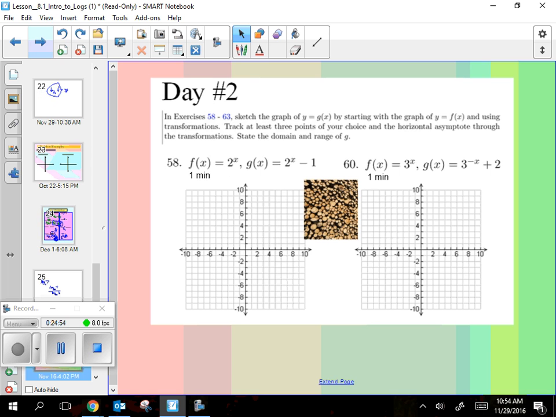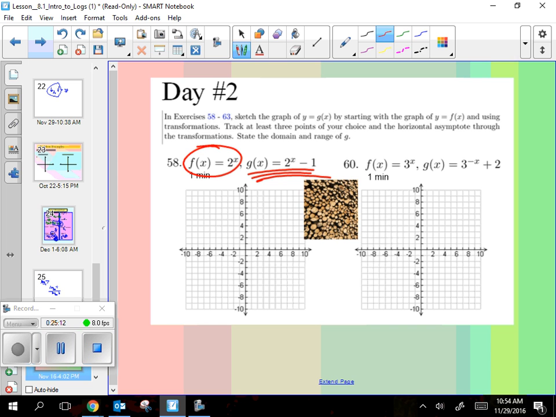All right, so here's your homework, and there's a few too many. 58 and 60 are both good, and it looks like you have to graph two things. Not really. That's just the parent function. They really just want you to graph that. They're just reminding you the parent function was 2 to the x.